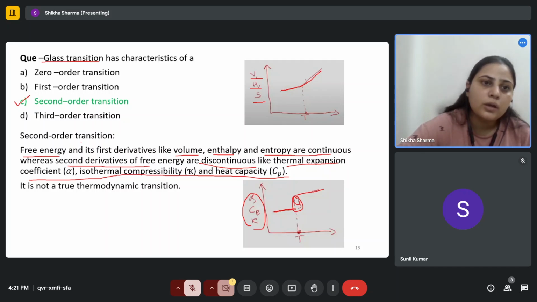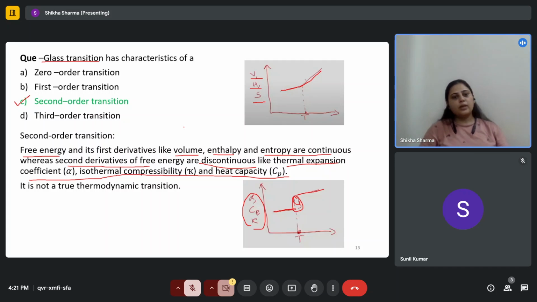So option C is correct, because glass transition also exhibits this kind of character. But we also say that the glass transition is not a true thermodynamic transition, right? Because there is no transition like the solid-liquid or liquid-gas transition, but there is a transition in polymer melts. So we say that it is not a true thermodynamic transition, but it somewhat behaves like a second order transition. So we corrected option C.